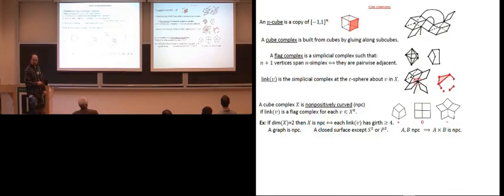Please stop me if you have any questions or if you think your friends have questions. So a cube complex is non-positively curved if the link of each 0-cube is a flag complex. Yeah, it's a kind of combinatorial version of a notion of curvature.